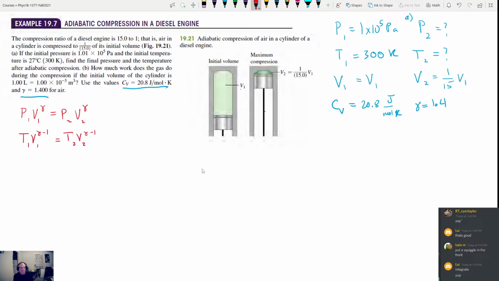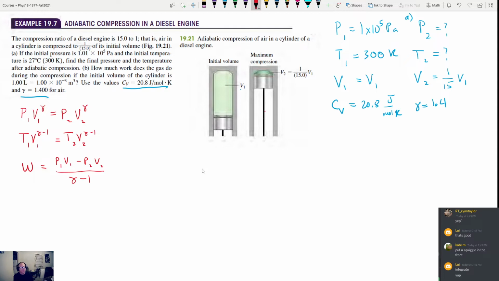And the last equation we're going to need, because we're going to need to find work as well, was that work was equal to P1 V1 minus P2 V2 divided by gamma minus 1. And I think if we do it this way, we won't actually need the other equation. I think that's all we need.